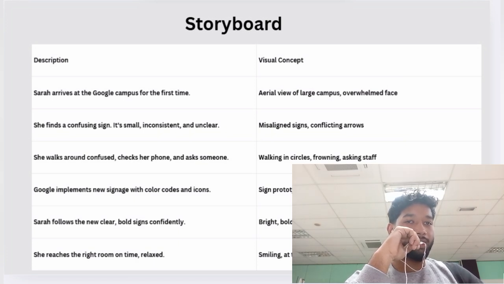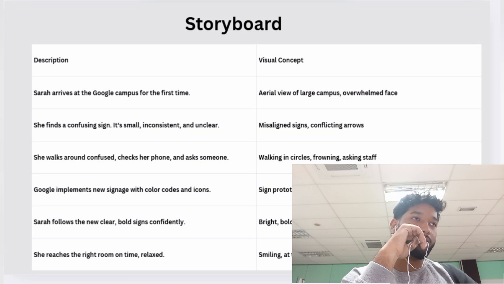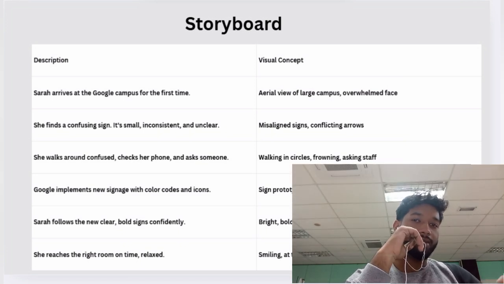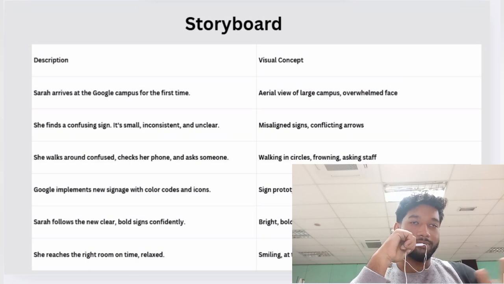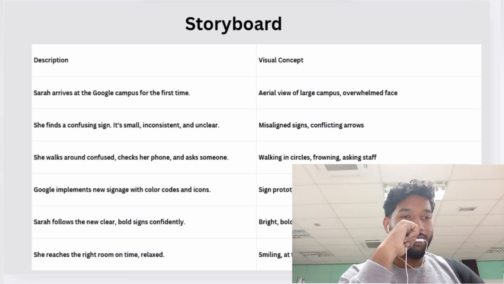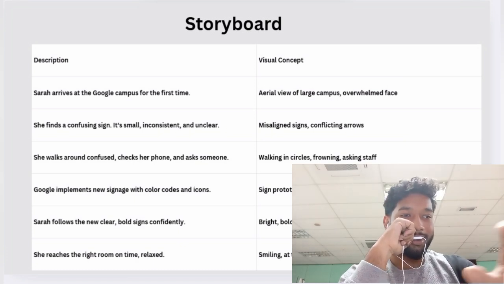Google implements new signature codes and dress. Okay, this is where the signboard comes into existence. When she sees the signboard, she gets more clarity. There's a clear view for her, and bold, bright signs guide her. She reaches the room and relaxes. So that's the storyboard of it, and that's what we are coming to try with it.